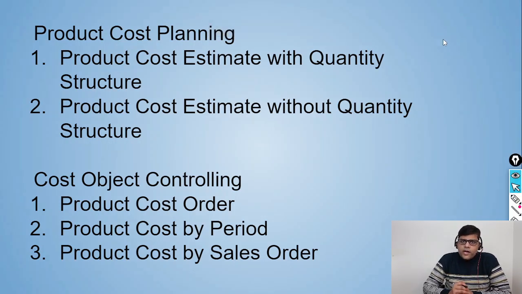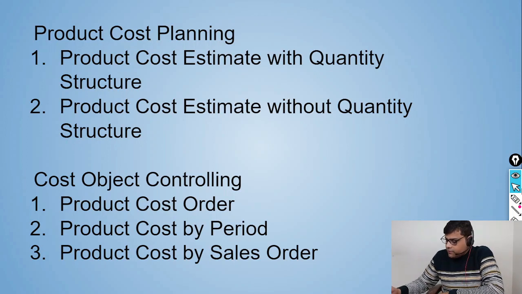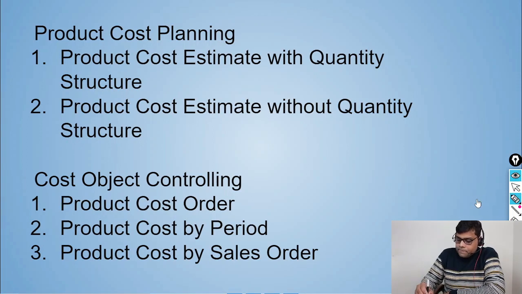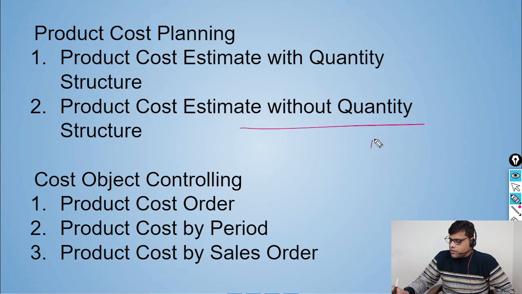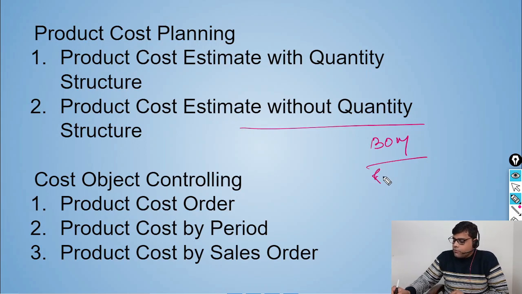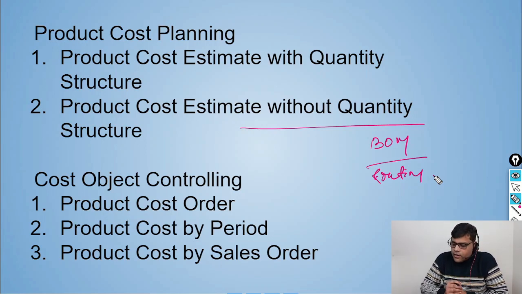Assume that we don't have the PP module, so in that case we will go for product cost estimate without quantity structure. Without quantity structure means we are not going to integrate with our PP module. That means we are not going to prepare maybe a bill of material, maybe we are not going to prepare routing, but it is not always true. But basically, if the PP module is not there, then we are going to calculate product cost estimate without quantity structure.